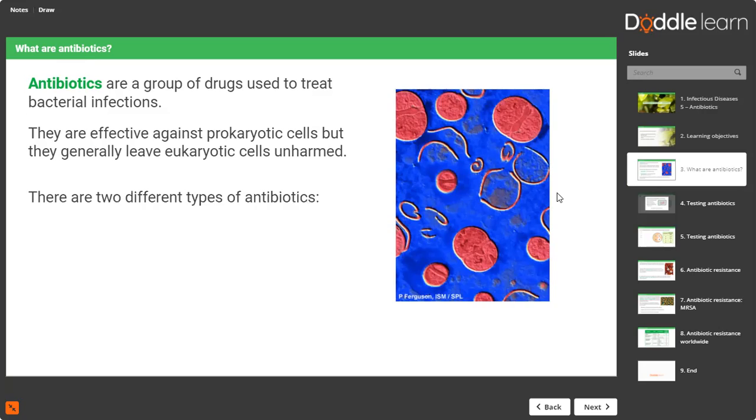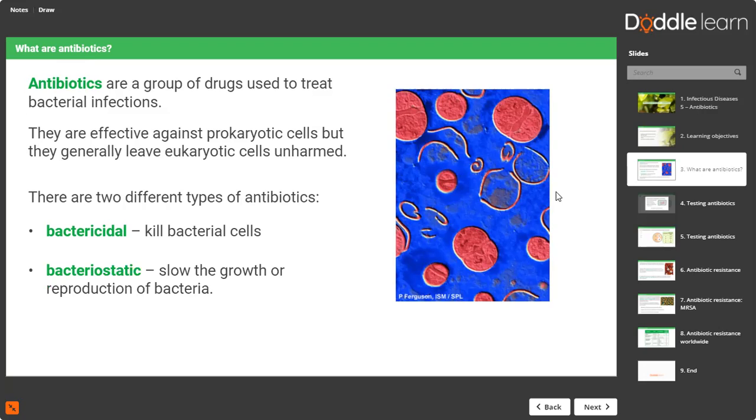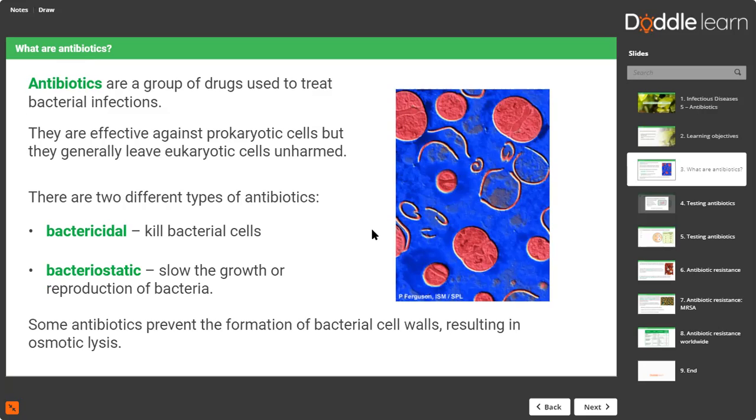And we have two different types of antibiotics. So we have bactericidal, and these go in and kill the bacterial cells. And then we have bacteriostatic, and these slow the growth or reproduction of the bacteria. So then your own immune system is able to take over and remove the bacteria itself. Some antibiotics prevent the formation of bacterial cell walls, and this results in osmotic lysis.